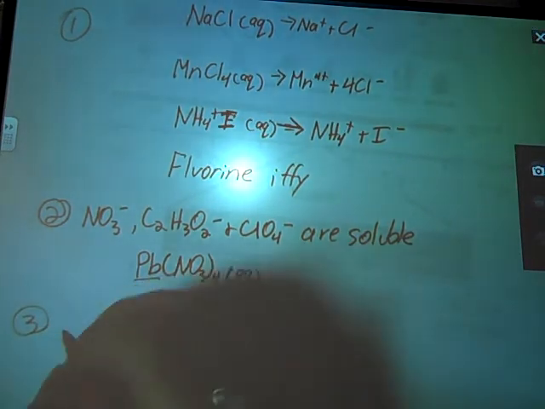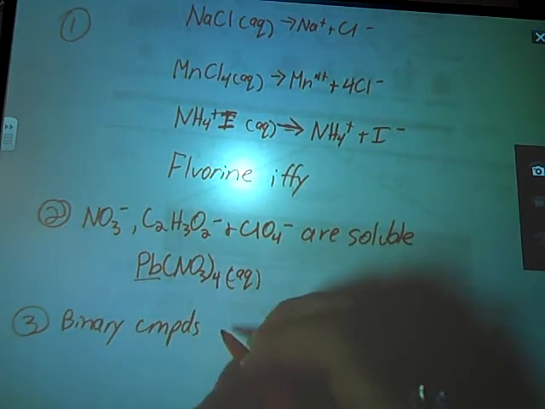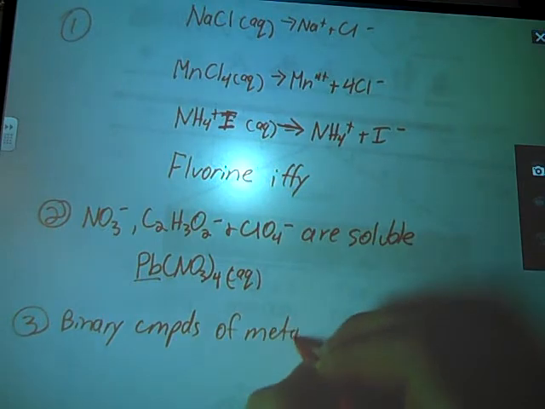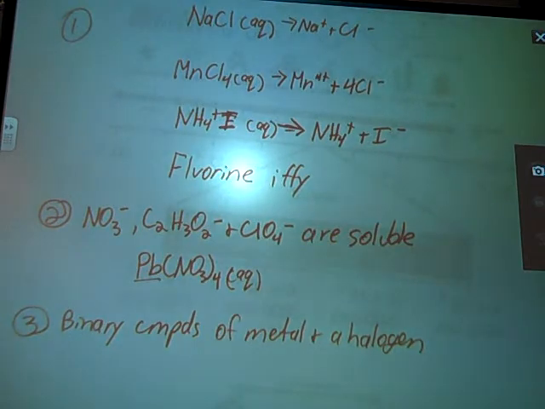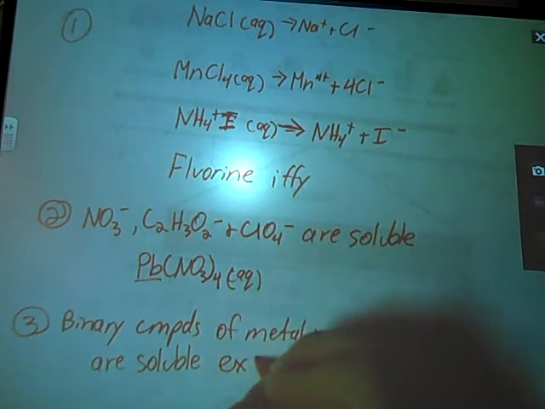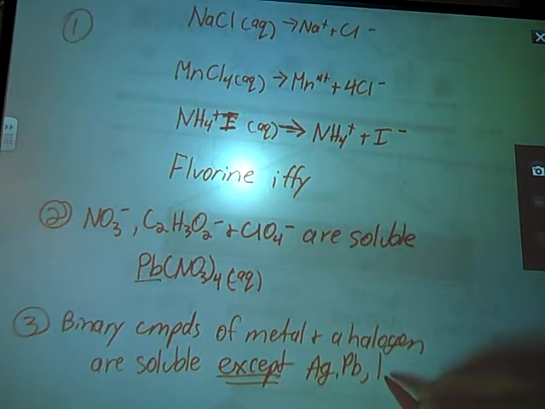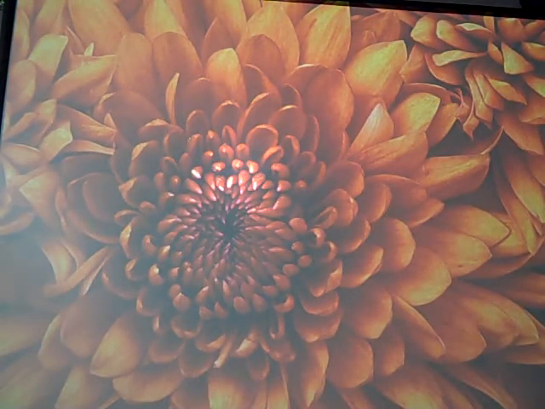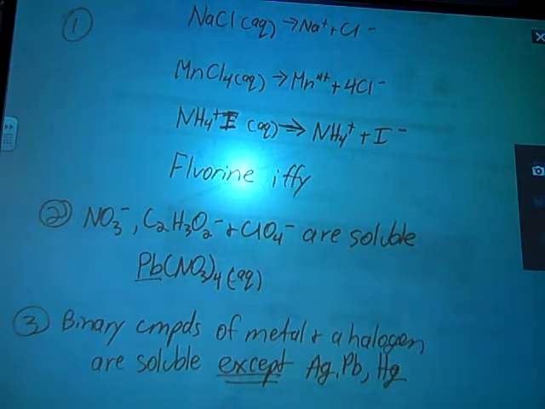So be on the lookout for those 3 or your group 1 ions. Our third rule says that all binary compounds of a metal and a halogen are soluble except when that metal is silver, mercury, or lead. Excuse me, I did those out of order. Oop, there goes my flower. So, this is actually where that fluorine comes into play. That F, even though F is in fact a halogen, it's kind of iffy. It doesn't always like to dissolve.